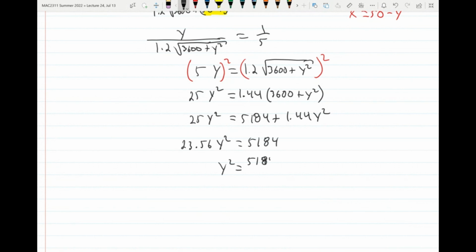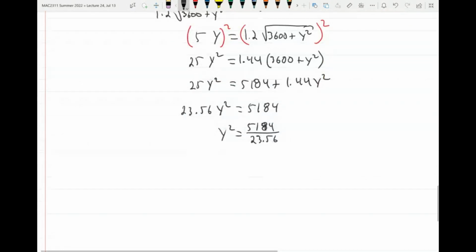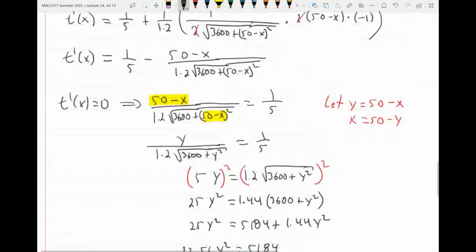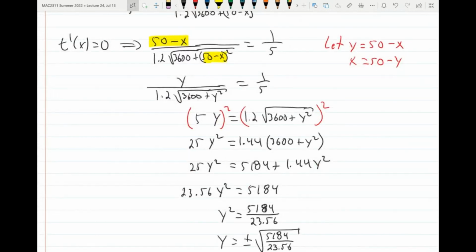Divide. So we get y squared, therefore y is going to be plus or minus the square root of this. Now, let's think about this for a second. What do we know about y? Is y positive or negative? 0 to 50. Very good. So the maximum that x can be is 50. So x cannot go beyond 50, therefore y will never be negative.